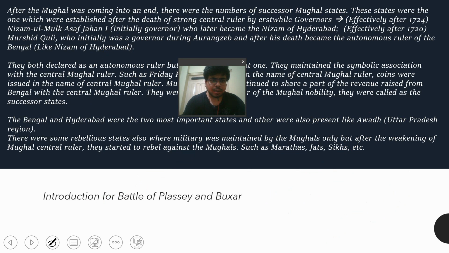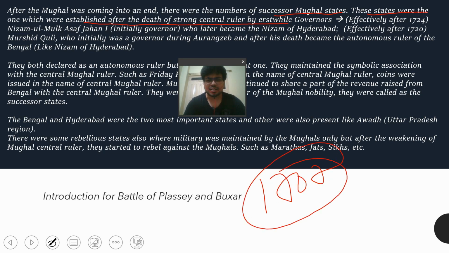With the Mughal empire coming to an end, a number of successors emerged. These states were established after the death of a strong central ruler, none other than Aurangzeb. The Mughal deterioration started from 1707, and after that Muhammad Shah, Bahadur Shah and others came and ruled well for a time, but then a strong rivalry started. The decline proved to be from 1724.